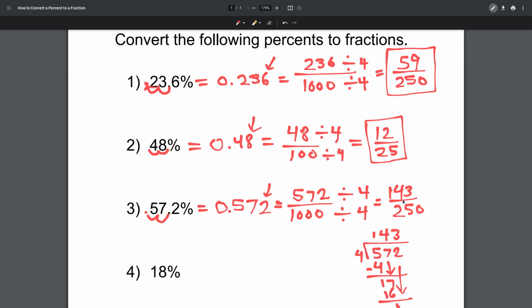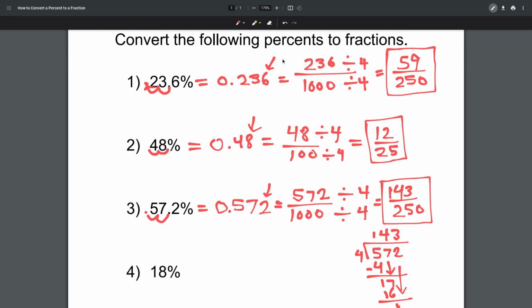So 143, it's not an even number, so not divisible by 2, 4, 6, any of those. Let's see, the digits add to 4 plus 3 is 7, plus 1 is 8. That's not divisible by 3, not divisible by 9, not divisible by 7, not divisible by 11. And so I think we're going to leave this as 143 over 250.